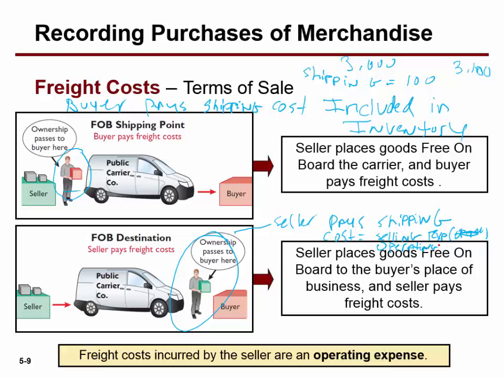For example, you purchase computers. Now you're purchasing equipment to use in your business. You have to pay that little disposal fee. That is part of the cost of the equipment. Anything that you have to pay to get that equipment to where you can use it, to your business, that is part of the cost of that asset. Okay? Okay, good.